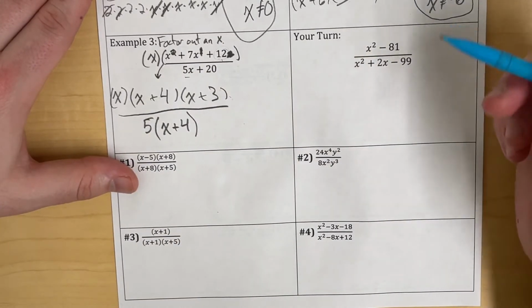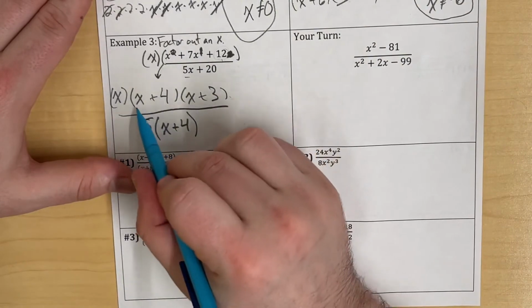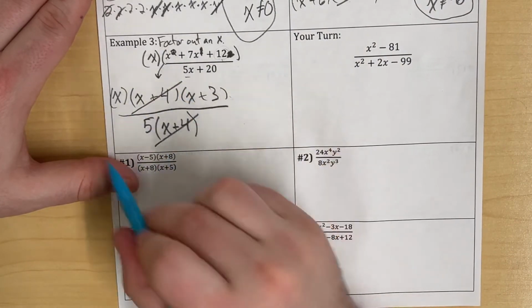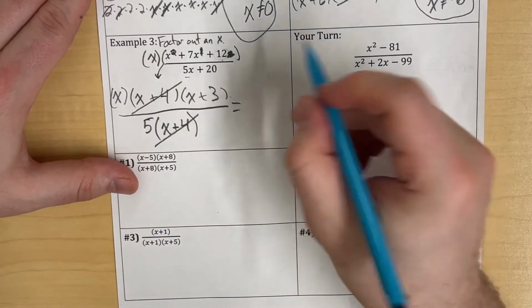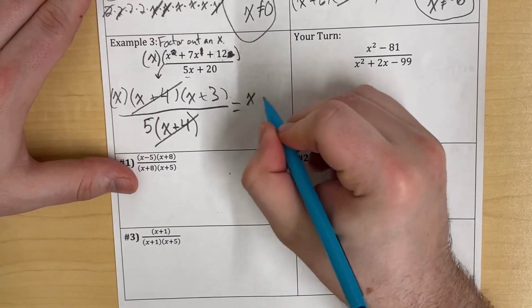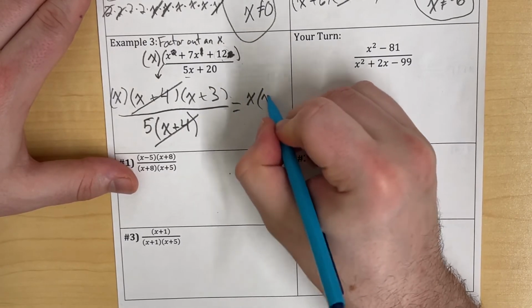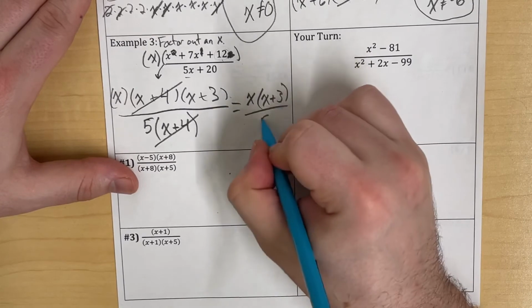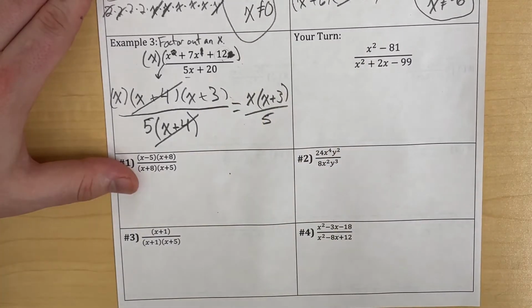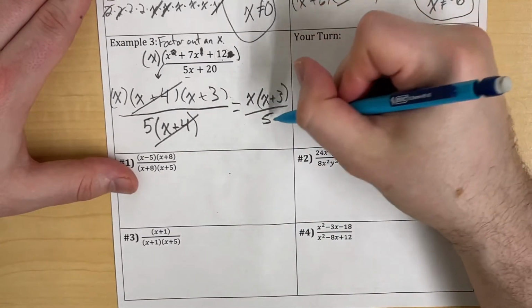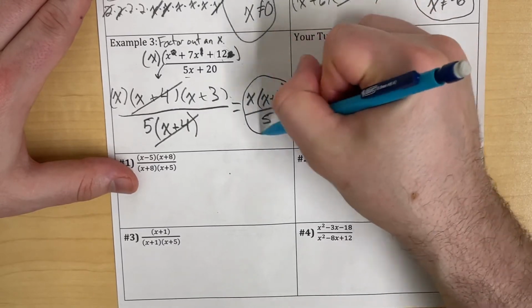Again, make sure you're canceling one package out at a time. So in numerator, denominator, whatever's left over is going to be part of your answer. So I have x times x plus 3 all over 5. And I don't have to have a restriction for this one since, again, our denominator is just 5.